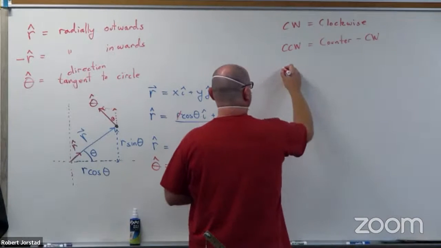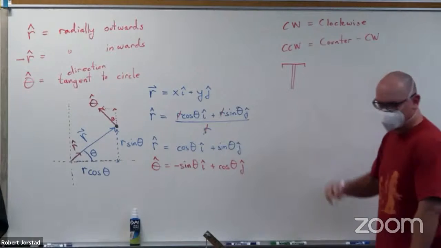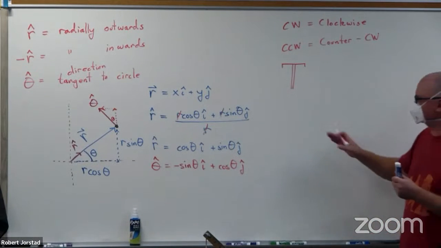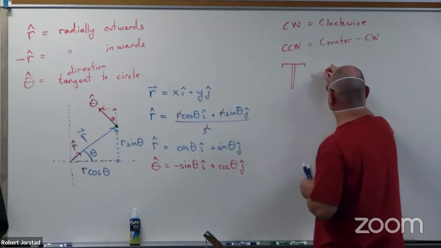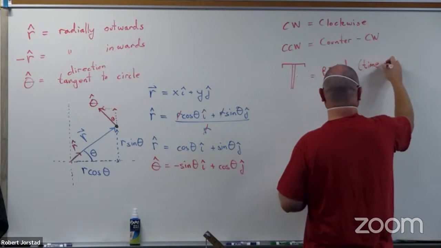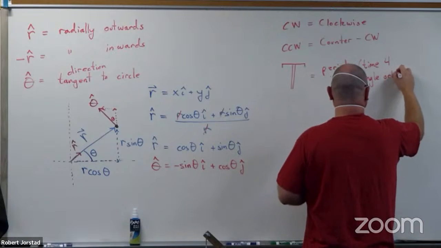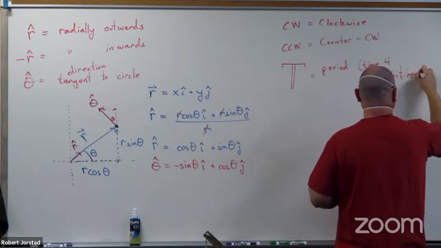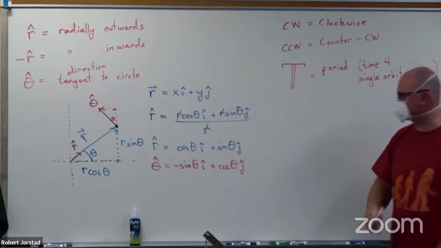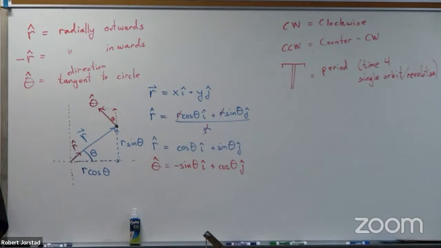There's another symbol. Now I use what's called a double T. So we've got so many letter T's in physics, I try to make the one for period special. The period is the time for a single orbit or single revolution. Hopefully that squeezes in there. Okay, thanks. So the period is the time to go around one time.